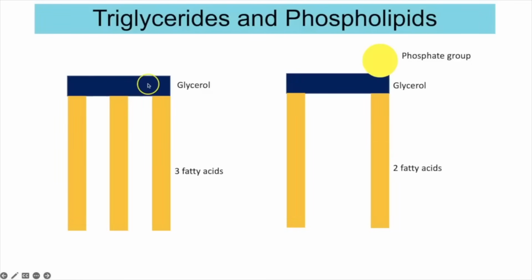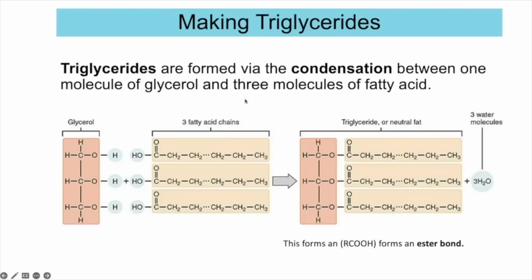They both have a glycerol molecule here, which is sometimes described as a glycerol backbone, and they then have fatty acids attached to them. A triglyceride has 3 fatty acids, whereas a phospholipid has 2 fatty acids, and instead of the third, it has a phosphate group attached to it. So the way that those molecules are made is very similar, but this one is just focusing on the triglycerides.